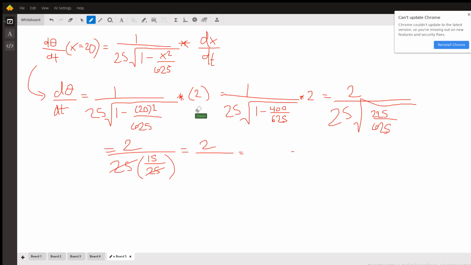So let me just double check this real quick. So 1 over 25, square root of 1 minus 20 squared over 625 times 2 would be 2 over 25 times the square root of 1 minus 400 over 625. So it'll be 2 over 25 times the square root of 225 over 625. So it'll be 2 over 25 times 15 over 25. So down here, 25 and 25 cancel out, so you're left with 2 over 15. All right, so 2 over 15 is our final answer. And the units of our answer, let me pick a different color. So d theta over dt is equal to 2 over 15 radians per second.